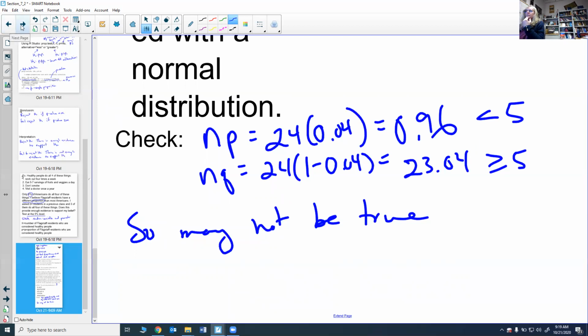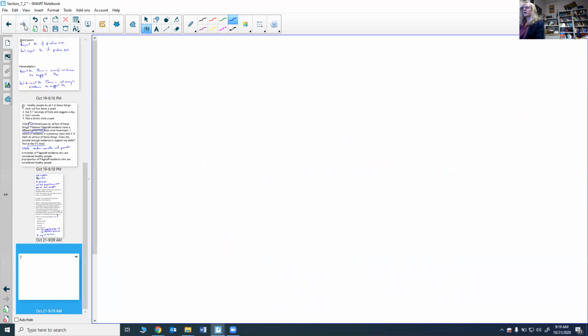All right, so now that we've done that, we do know that some of our assumptions of the test may not be true. Some of those requirements may not be true. And so the rest of it may not be valid. But now we can go ahead and go into our next step, which is to do the calculations.